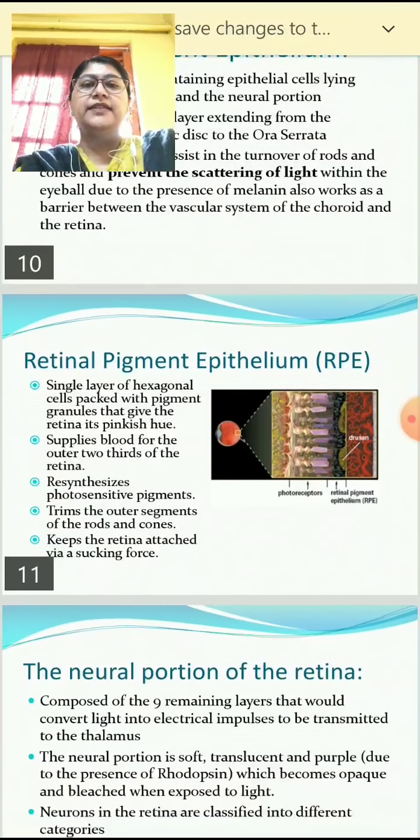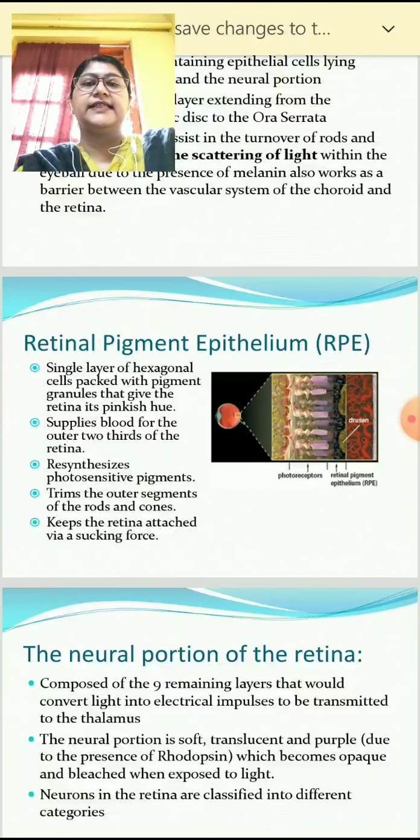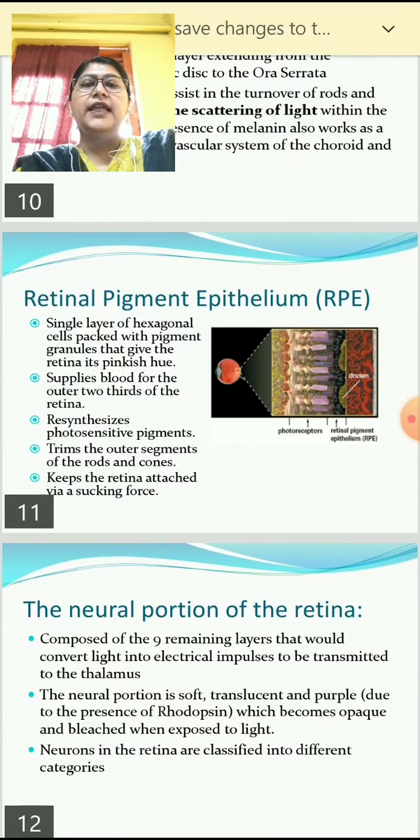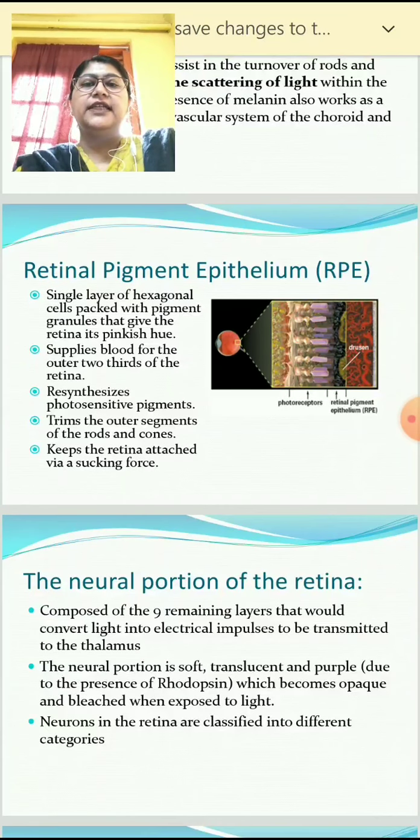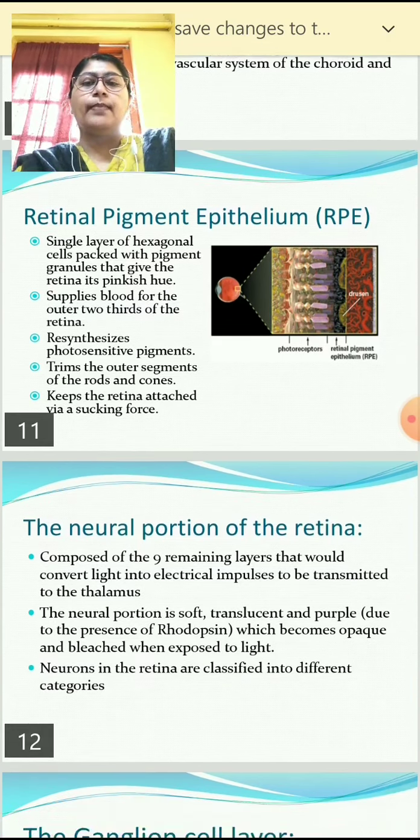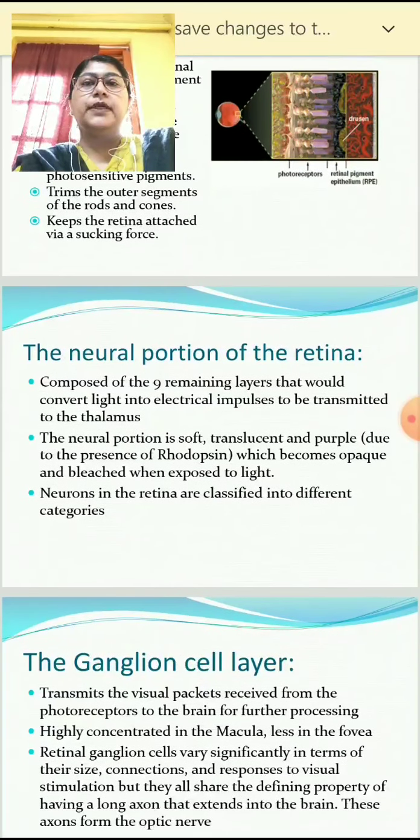Retinal pigment epithelium is a single layer of hexagonal cells which are packed with pigment granules that give the retina its pinkish hue. So, the retina's pinkish hue is from the retinal pigment epithelium layer. It supplies blood for the outer two-thirds of the retina. It resynthesizes photosensitive pigments. It trims the outer segments of the cones and the rods, and it keeps the retina attached via a sucking force. These are the functions.